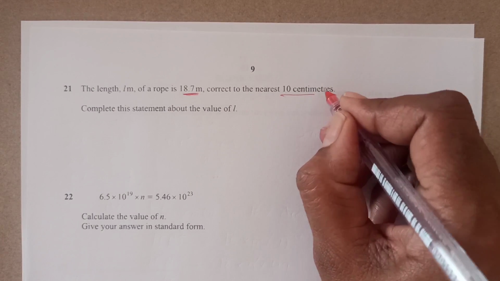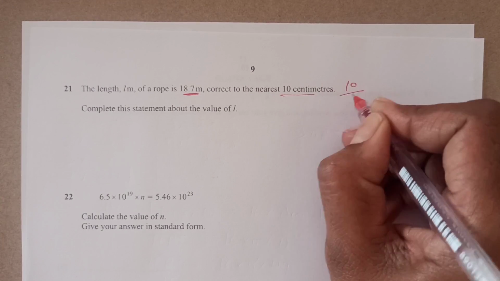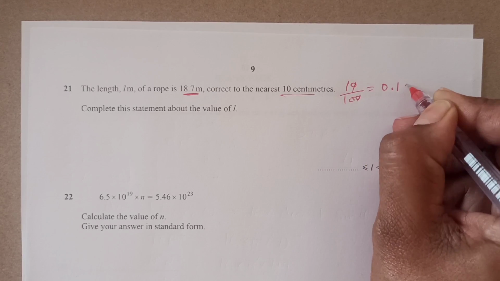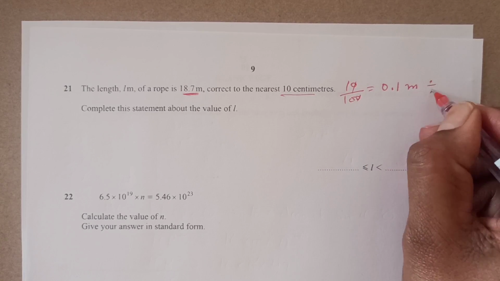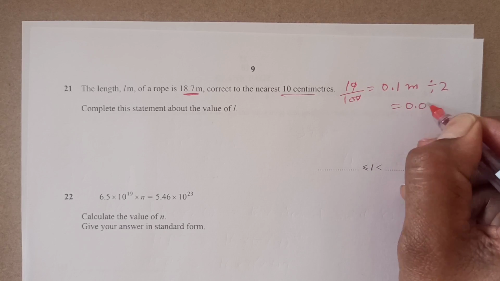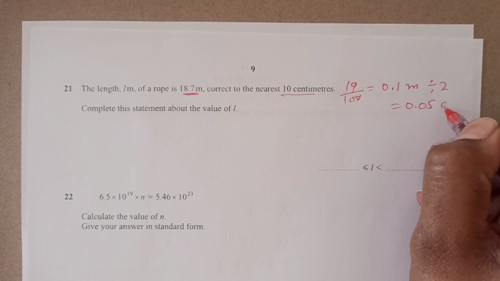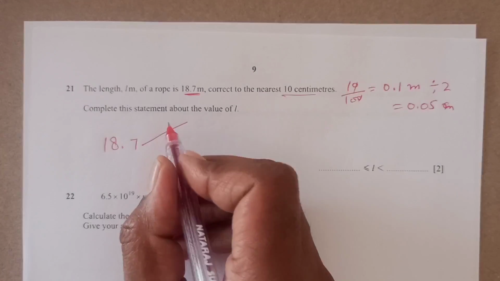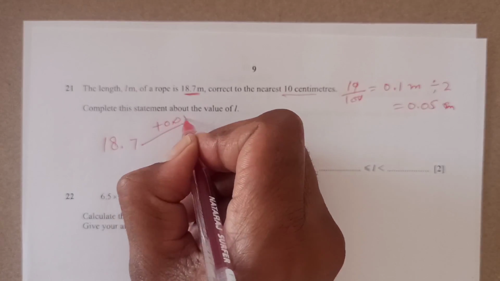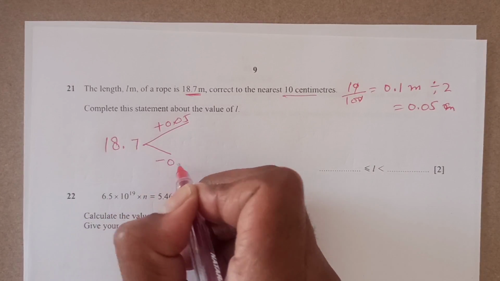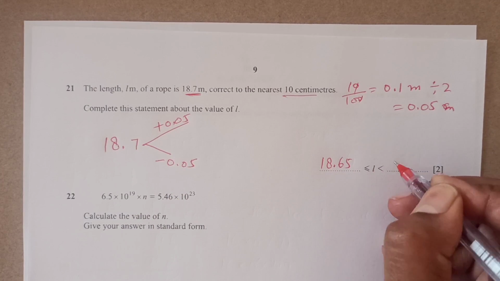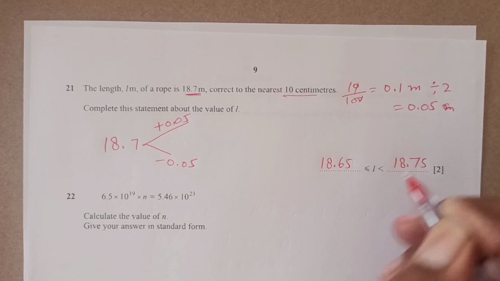So if you divide 10 by 100, it will be 0.1 meters, right? So now you need to divide it by 2, which will give us 0.05 meters, right? So that's what we are going to do here. For 18.7, for the upper bound you add 0.05, for the lower bound you subtract 0.05. So this is 18.65 and 18.75, right?